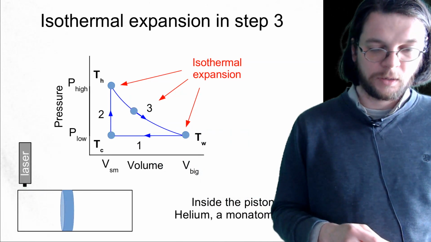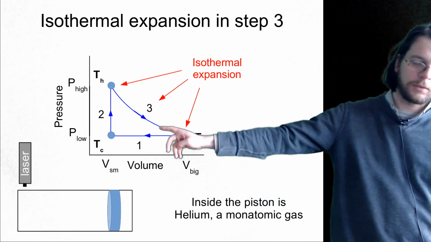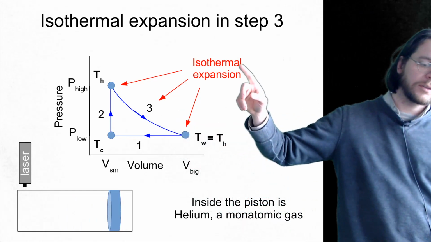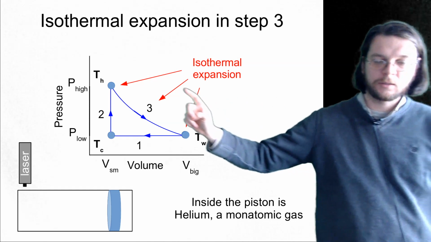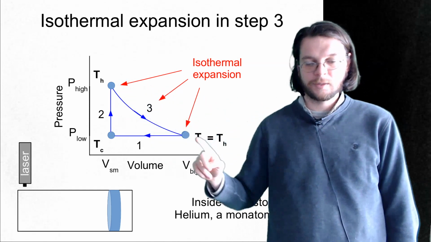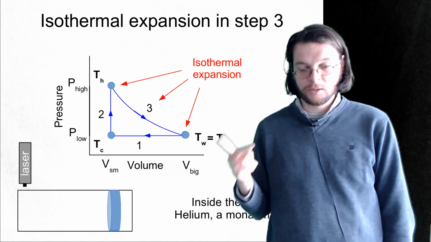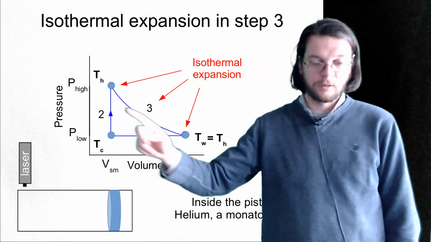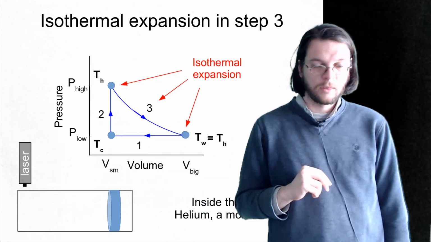But then in this third step, instead of allowing it to adiabatically expand, it will expand isothermally. And what's interesting about this is that isothermal is constant temperature. That means the temperature that you start with has to be the same temperature that you end with, which means that this system only has 2 temperatures. It has T hot and it has T cold, so those are the only 2 temperatures.